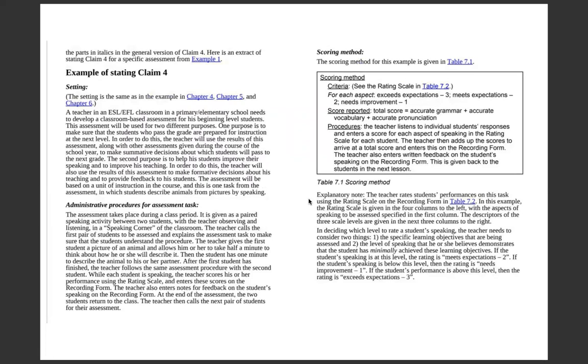the last element in the scoring method is the procedure. The teacher listens individually to students' responses and scores, and then the teacher calculates the figures that he enters in this recording form, some feedback to give the student the next day. Students need to see this and get a copy, and if possible, sign this. So that is the scoring method.